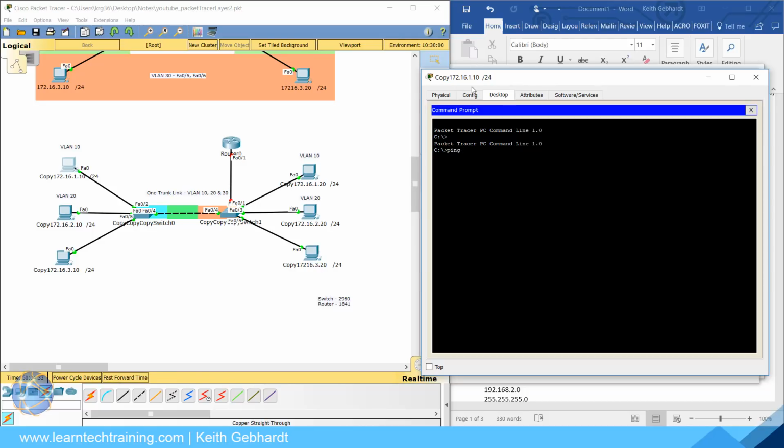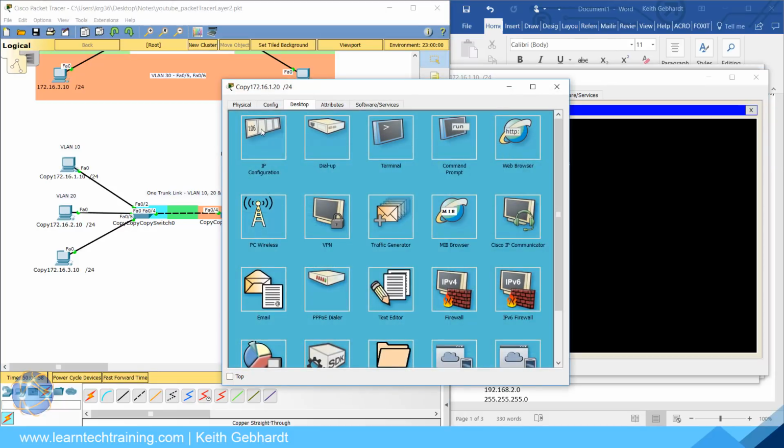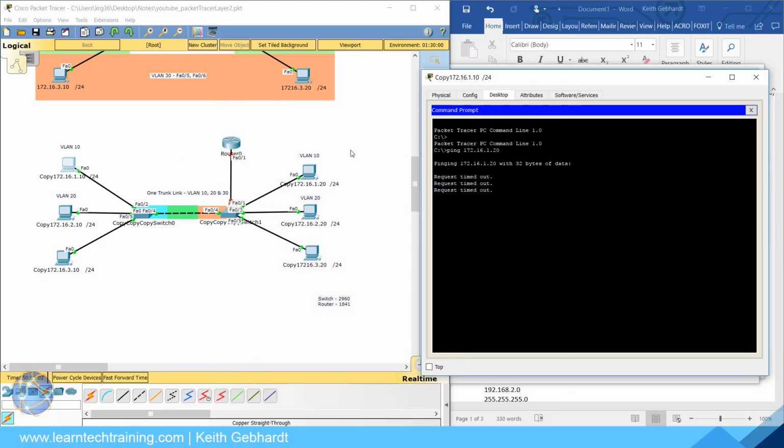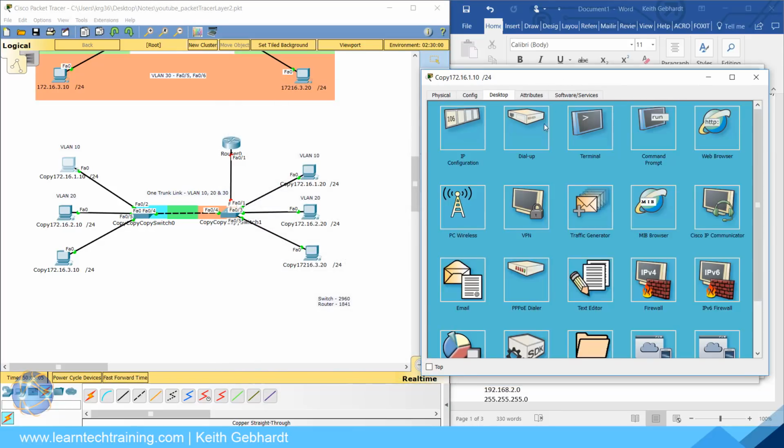So on my computer 1.10, I'm going to ping 1.20 over here, 172.16.1.20, and I should have communication. And the reason why I should have communication is because they are in the same VLANs. They are in the same broadcast domains over this trunk link. Ooh. Let me just double check the configurations. 16.120. What's this? It timed out on me, boys.